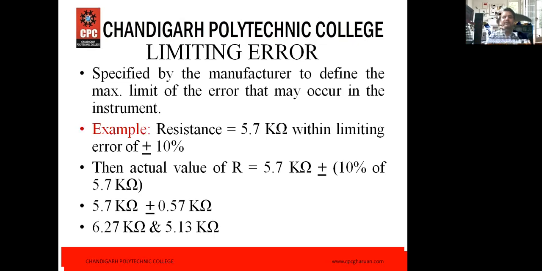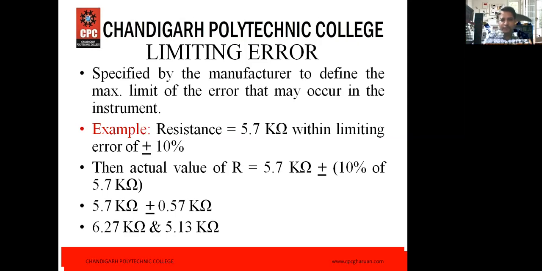Next is the limiting error. Limiting error is the limit of the error that the manufacturer had set after manufacturing it. Because after manufacturing any instrument, the designer or manufacturer tested it whether it is working properly or not, and if the instrument gives the error, then the manufacturer specifies on the instrument that this is the limit of the error.